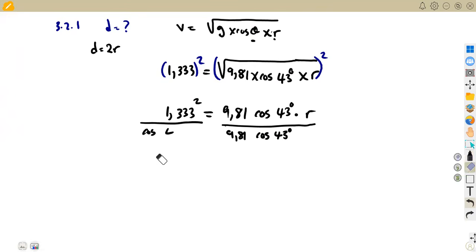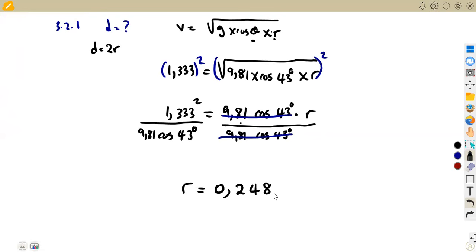We've got 9,81 here, 9,81. Do not forget the 9,81. So we've got 9,81 cos 43 degrees. So this and this part will cancel. We will remain with the radius. So our radius in this case is going to give us something like 0,248 to 3 decimal places. That is 0,248 in meters. The radius is measured in meters.